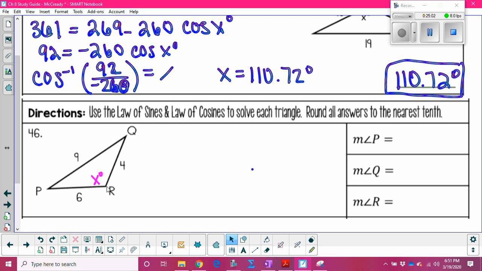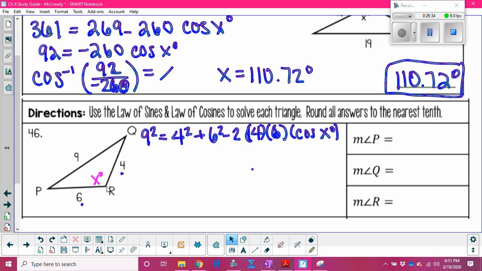To do this, I want my side that's across from the angle I'm trying to find, so it's 9 squared. That's going to equal the sum of the other two sides squared, so 4 squared plus 6 squared, minus 2 times these two sides, 4 and 6, times the cosine of this angle. Eventually we're going to end up using the inverse of cosine, but let's get this as simple as we can until we have to do that.